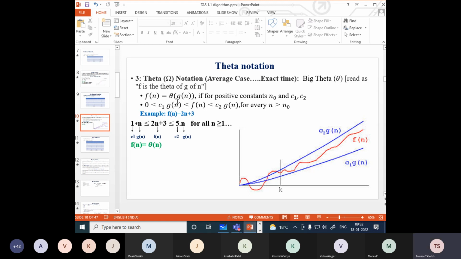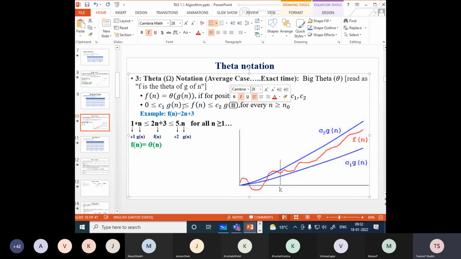And again, it is read as f is theta of g of n, written like this. The condition it should satisfy is that f of n should be in the middle: f of n should be greater than or equal to c1 into g of n and less than or equal to c2 into g of n. g of n should be on both the sides. The function should be only one.